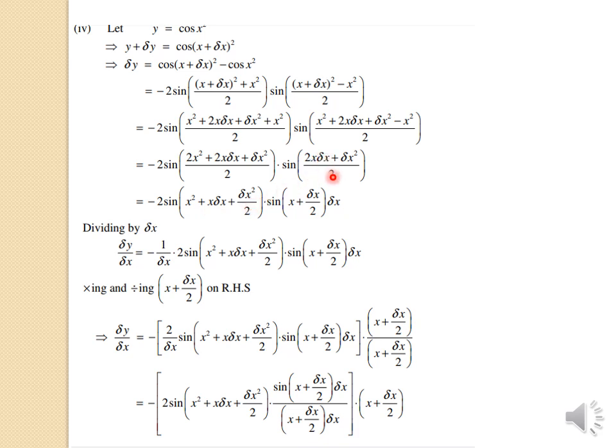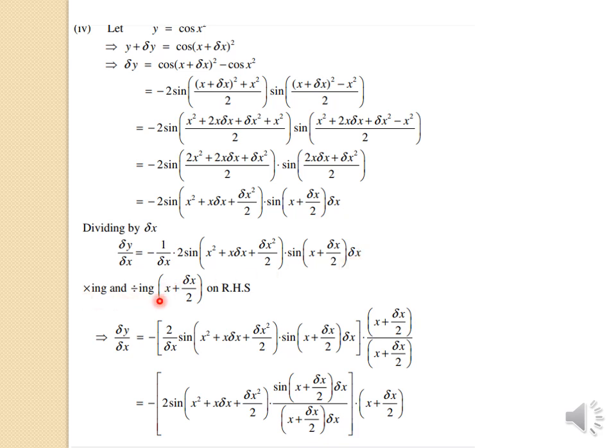And student, if we divide (2x plus delta x) by 2, then x plus delta x upon 2 is left, and we write it here and take delta x as common. And here if we divide delta x square by 2, then it is delta x upon 2, and we take delta x as common. So student, in the next step we divide by delta x on both sides. So here we divide by delta x and here also we divide by delta x, and delta x cancels out.